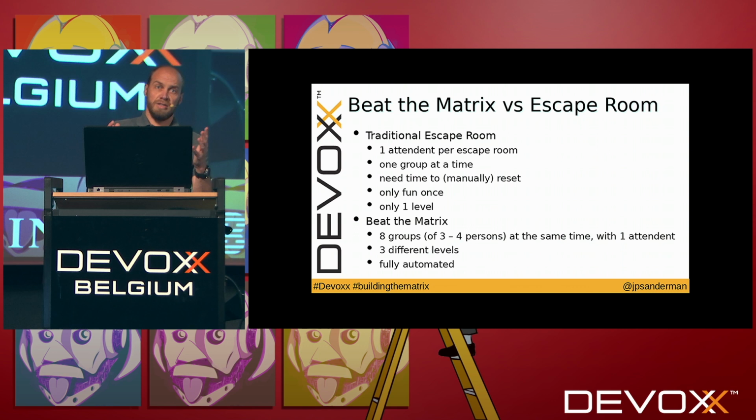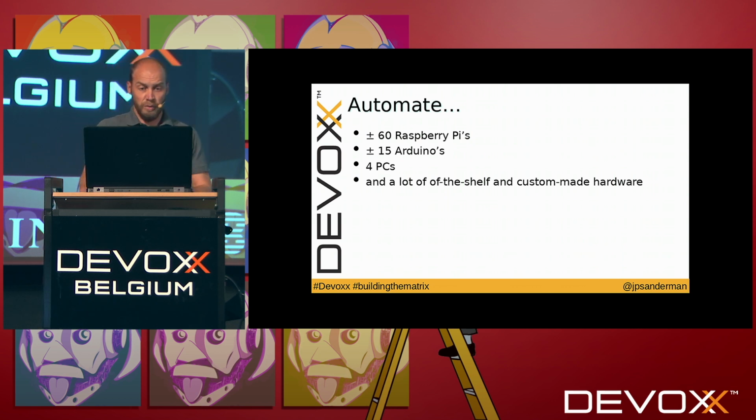Now let's say that a team has played game 1 and is back on the hallway. Then another team can play game 1 directly without any manual intervention. Now that's the part where we as Twict came in, to completely automate all the rooms and all the games of the entire Beat the Matrix game. And to do that, we've used around 16 Raspberry Pis, 15 Arduinos, 4 PCs, and a lot of off-the-shelf but also custom-made hardware.